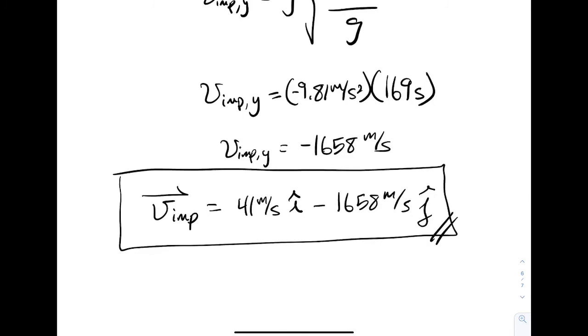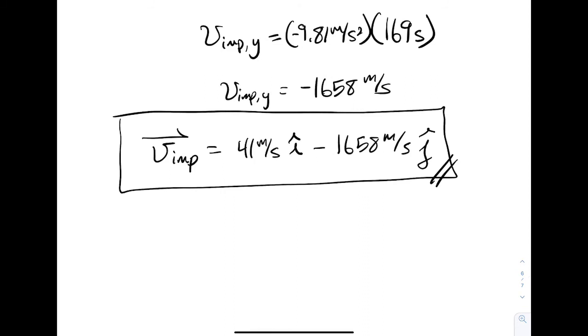If you wanted to get the magnitude and the direction of this, what we're looking at is a vector that's really pointed almost vertically downward, because V impact in the x is so much smaller than V impact in the y. This is going to end up approximately being 1 degree. And so you could show that, of course.